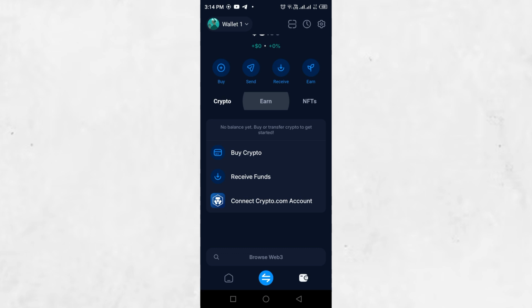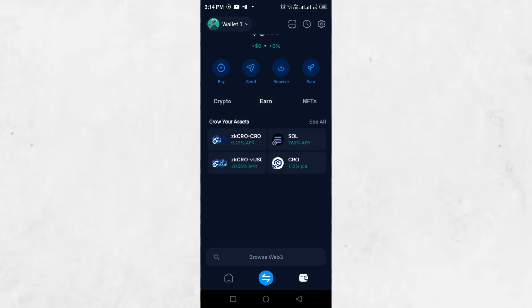The Earn tab offers a direct access point to the Earn program, allowing you to view available staking options and manage your passive income strategy. The NFTs tab connects you to Crypto.com /NFT marketplace, where you can explore, buy, sell, and manage non-fungible tokens across various categories such as art, music, sports, and collectibles.